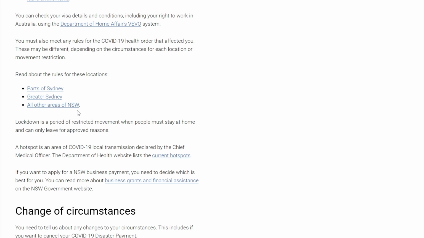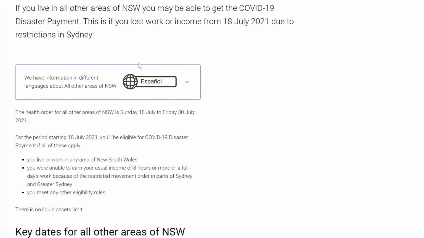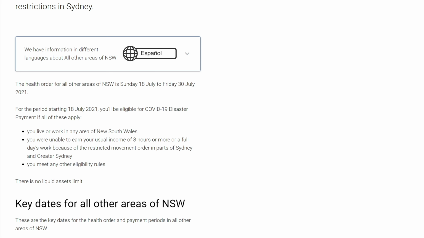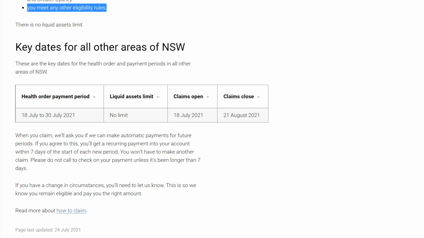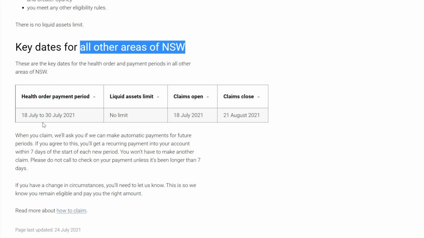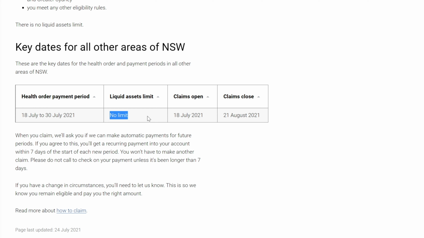Moving on to the final part of New South Wales, which includes all other areas of New South Wales. For all other areas of NSW, the health order started on Sunday 18th of July and is set to end on Friday 30 July 2021, but this could extend further depending on the circumstances. So the key dates for all areas of NSW are from 18 July to 30 July, and there is no liquid asset limit. The claims opened on 18 July and end on 21st of August 2021.